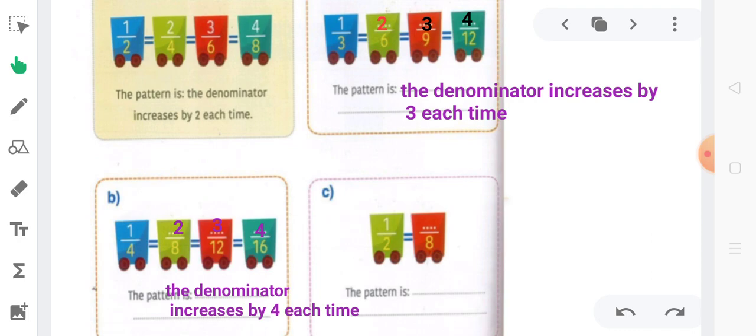1/2 equals how many eighths? Okay, I told you before, I will see the first fraction. I will increase by 1 and I will increase by 2 in the denominator. But here it's different. Look, miss, it increases by 6 each time. Is this correct? No. Let's see here.